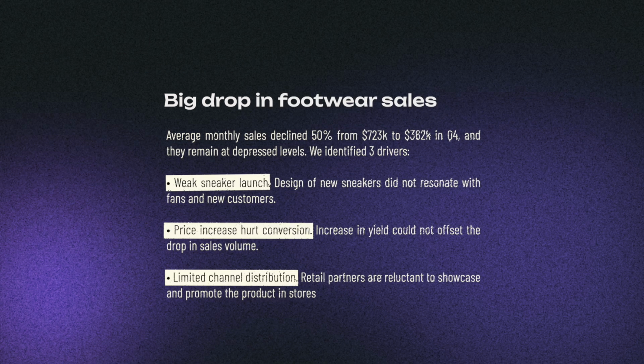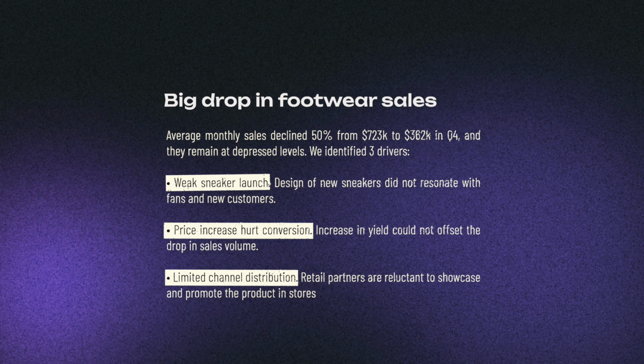For this page, we want to communicate a decline in sales, the drivers of the decline, and why this might be a longer-term issue. So our main message here is there's a big decline of monthly sales revenue in Q4. Monthly sales on average fell 50% from $723,000 to $362,000 in average in Q4 and has remained at these depressed levels.